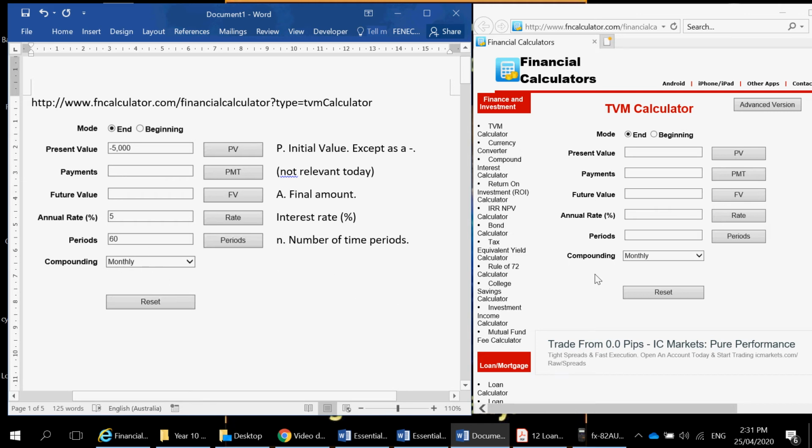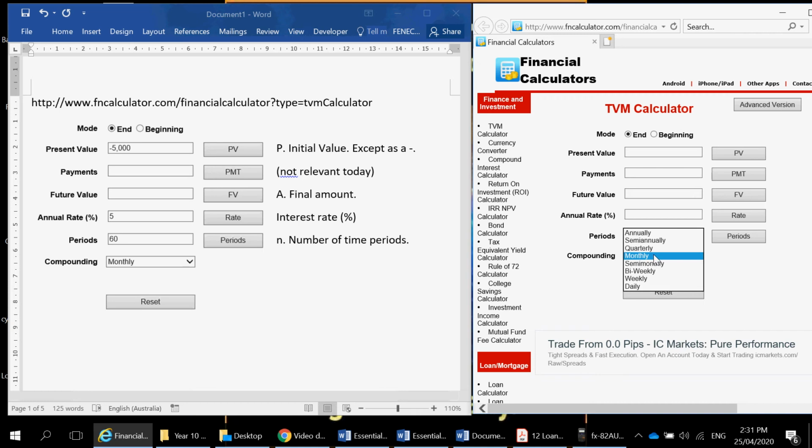And here, the compounding one, it has options: annually, semi-annually, that means twice a year; biannually, so that's twice a year; quarterly, every quarter; semi-monthly, which means every half a month. We haven't ever used that in class. Bi-weekly, that's fortnightly, every 2 weeks. Weekly and daily, they're the options they're giving you in this calculator.